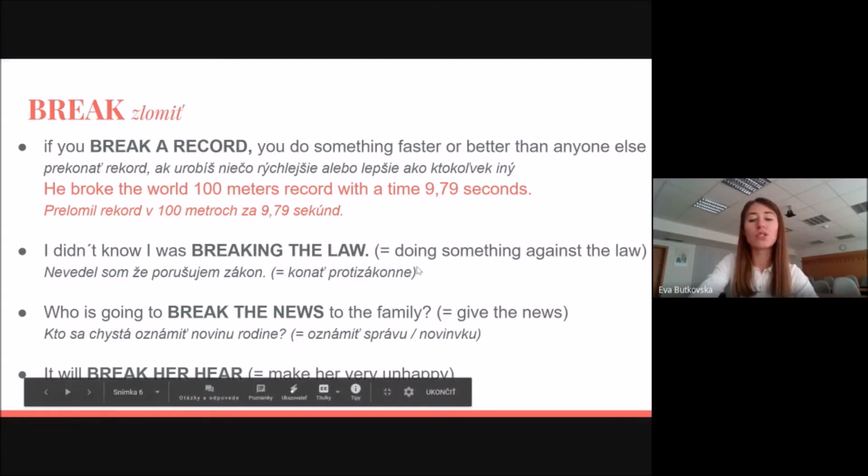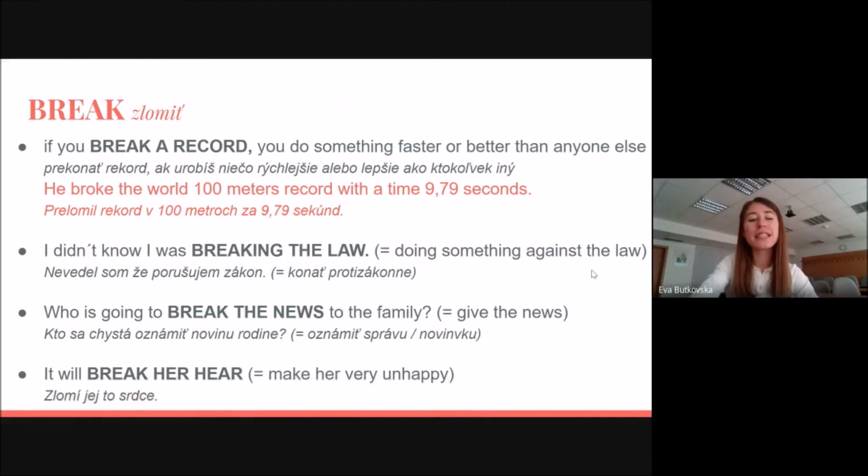So, break the news. And the last one, I'm sure you all know this phrase, break somebody's heart. It is to make that person unhappy or sad. So four good collocations or word partners you can create with the verb break are break a record, break the law, break the news, or break somebody's heart.